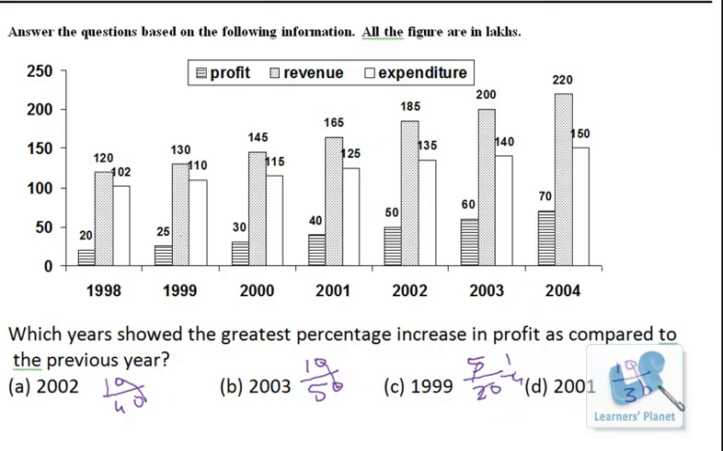Now which one will be the greatest? Obviously 1 by 3, because it is 25%, it is 20%, it is further 25%, but it is 33.33%. You must be knowing the fraction equivalent percentage, right? So instantly you can say 2001 is the correct choice. I hope you are clear.